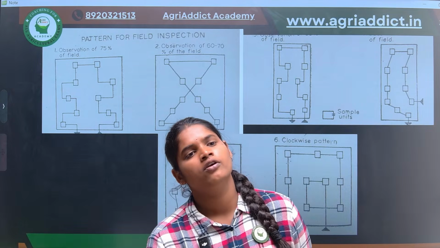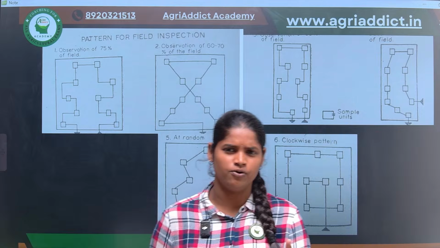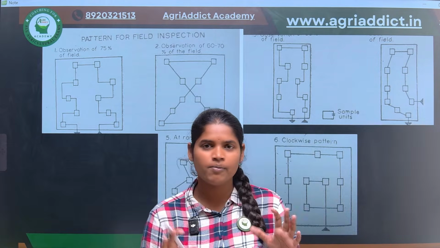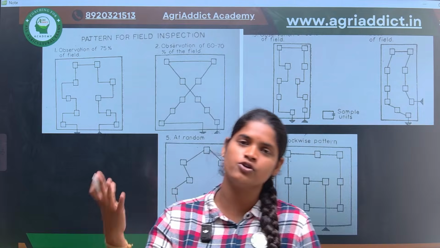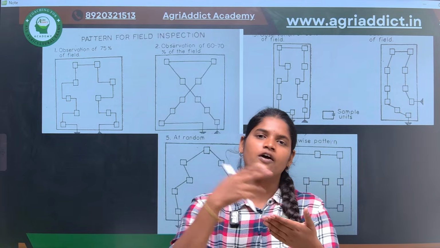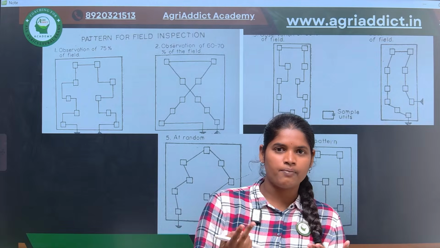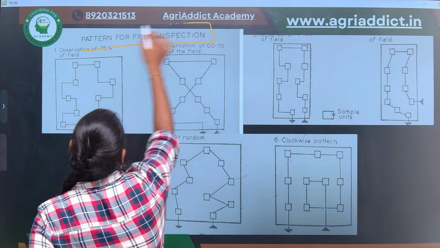For field inspection, every field inspector should have some schedule. They will be provided some area: this area you should take, this area you should inspect. So they should have a prepared schedule so that they cover every area, every farmer, on time. There are different patterns of field inspection.